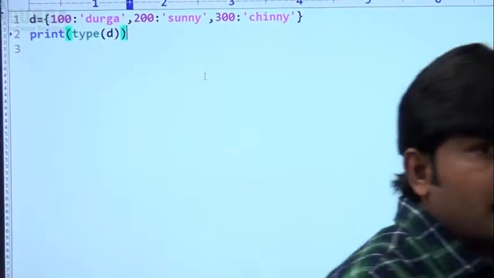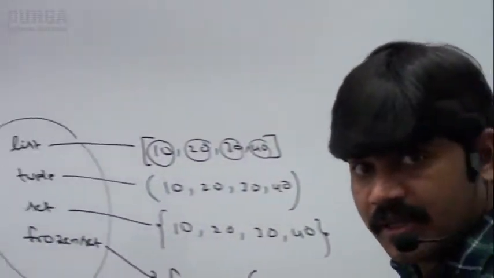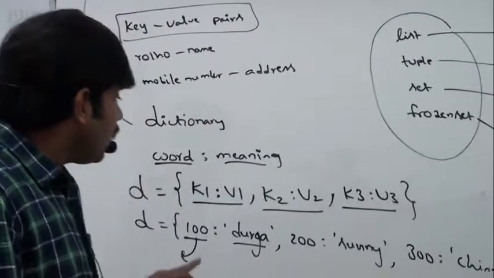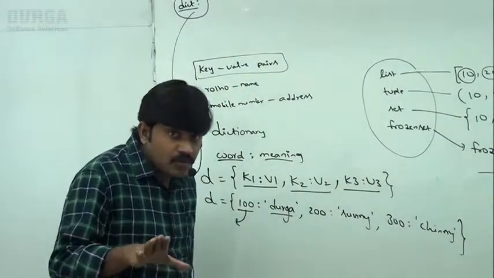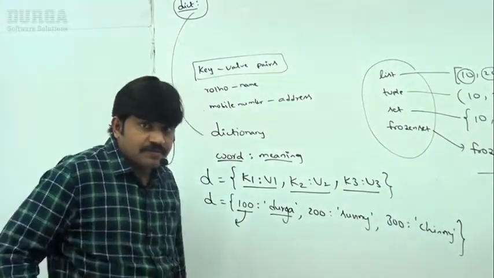That itself is the dict data type. Any doubt about this terminology? So what is a dict, how to declare it, what is the syntax for the dict, and when we should go for the dict data type? Now the terminology is very clear.